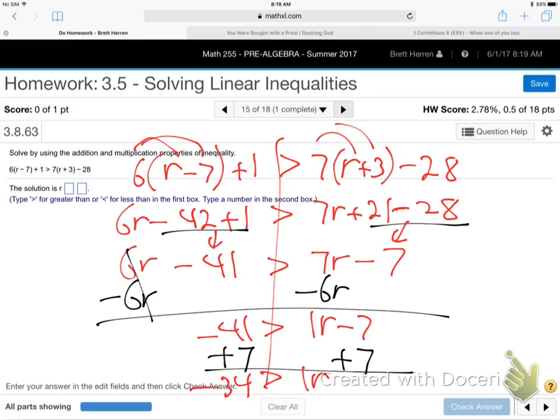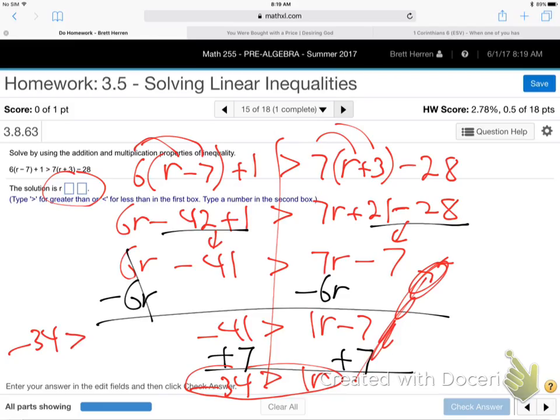See up here how in the answer box, they make you put r on the left. So here, let me bring that over here. Well, I'm kind of running out of room, aren't I? Bring it over here. So minus 34, 1r. 1r, you can just erase that 1. It's just r. Now, turn the whole statement around.